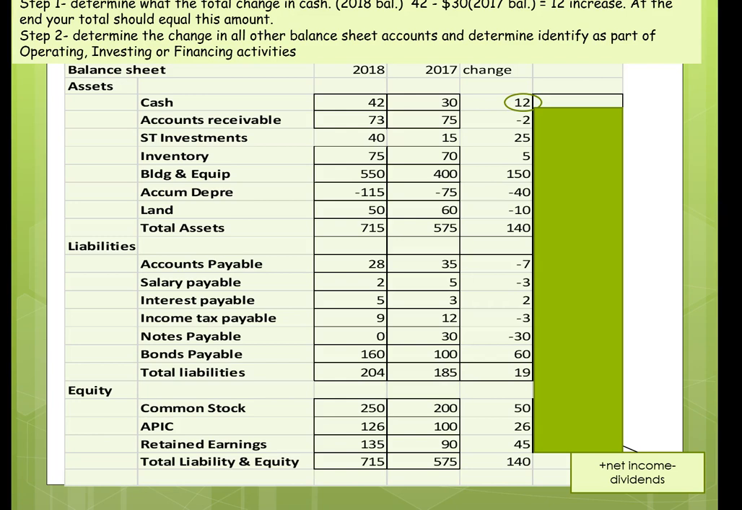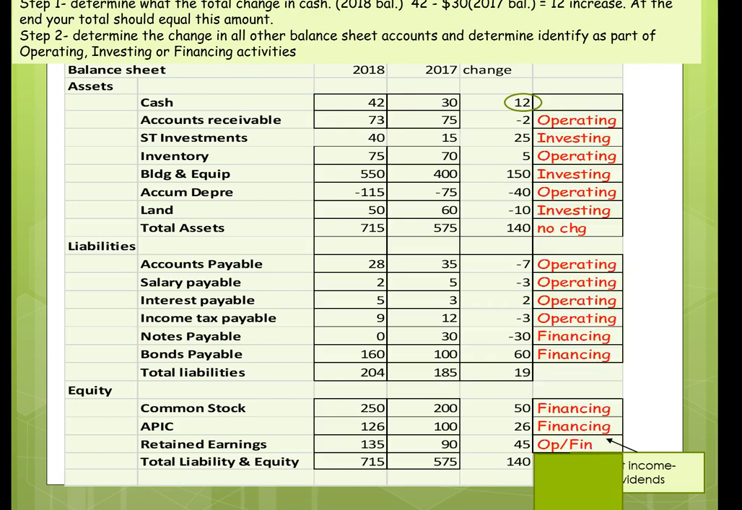In order for us to do that, we need to go through all our balance sheet accounts and identify them as operating, investing, or financing activities, which we've done here. Now, remember that retained earnings is part of operations as well as financing because it's got income and dividends.